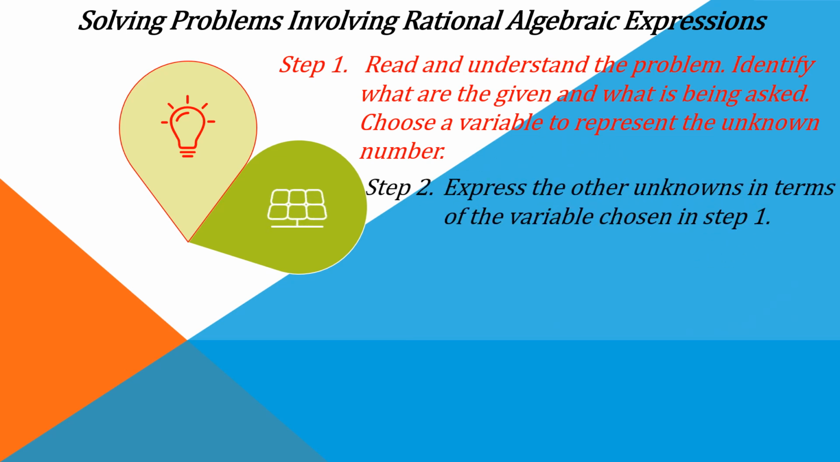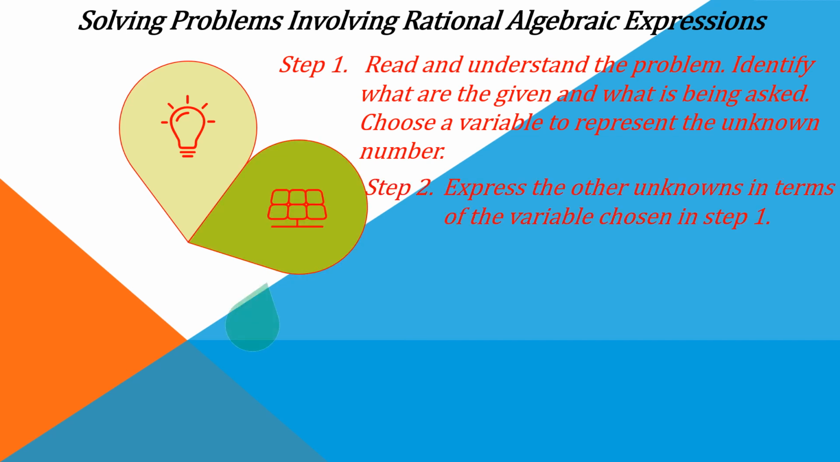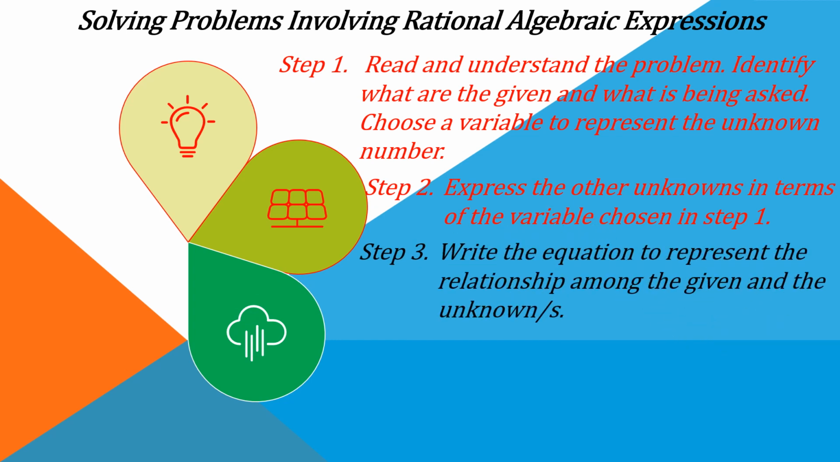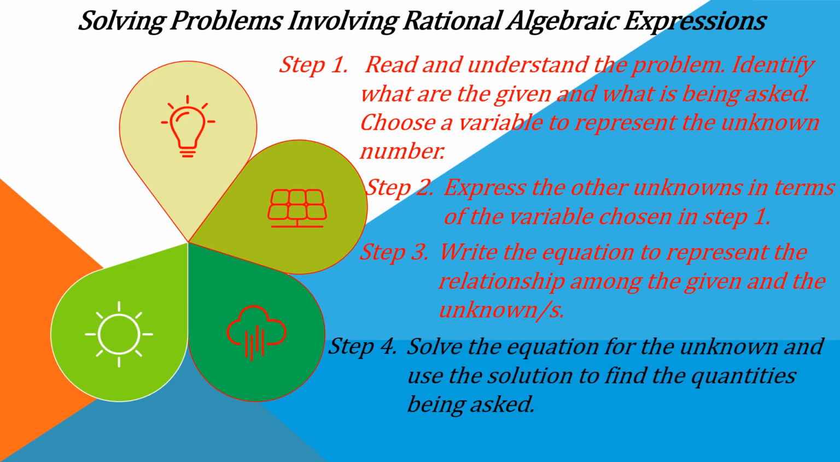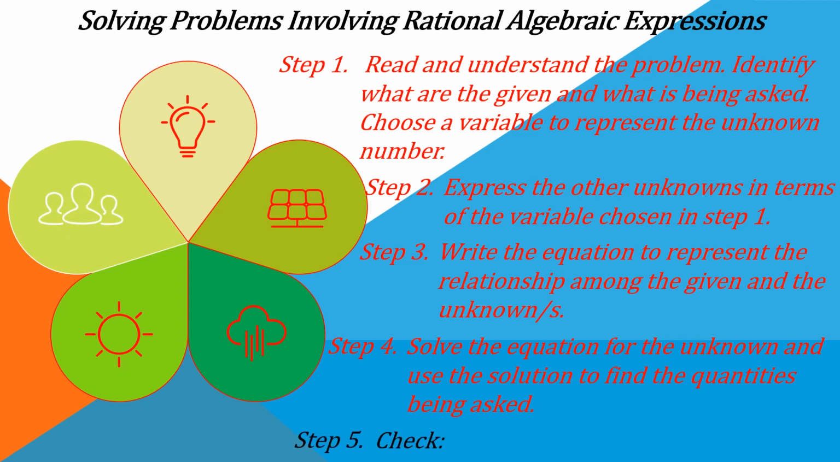Step 2. Express the other unknowns in terms of the variable chosen in step 1. Step number 3. Write the equation to represent the relationship among the given and the unknown. And step number 4. Solve the equation for the unknown and use the solution to find the quantities being asked. And step number 5, you need to check it.